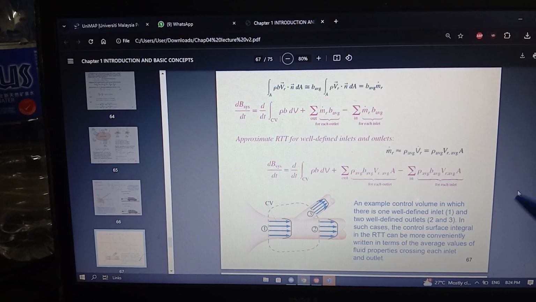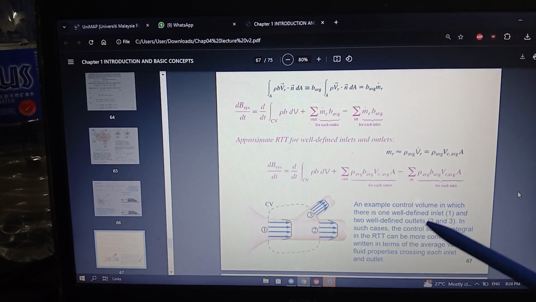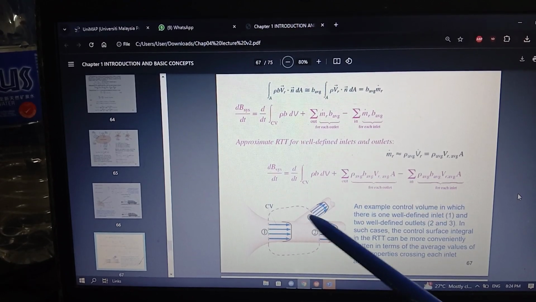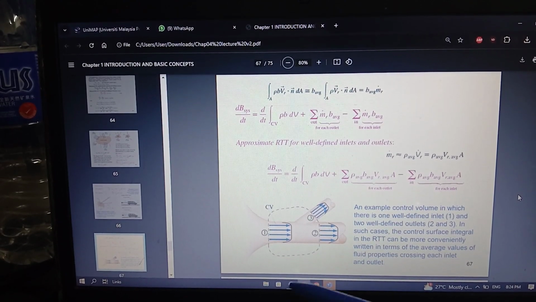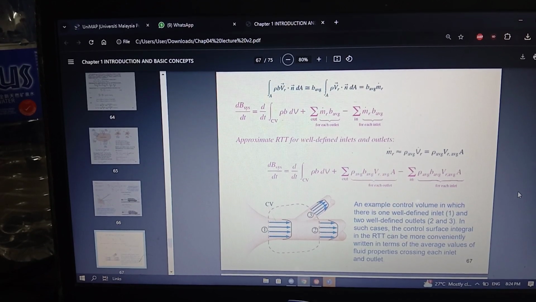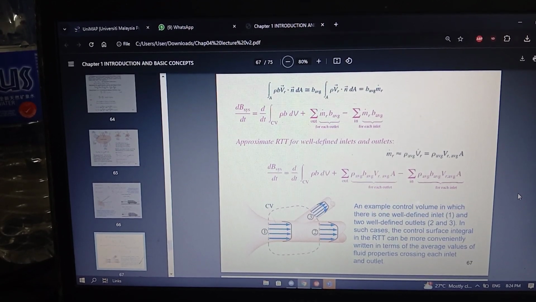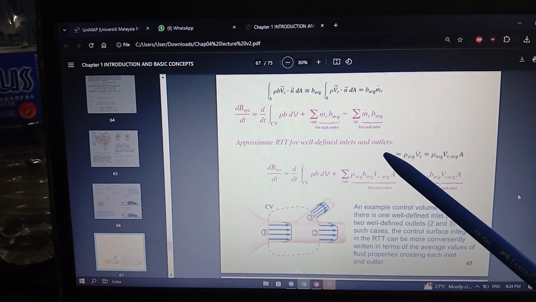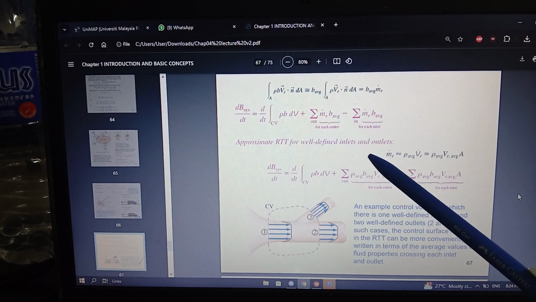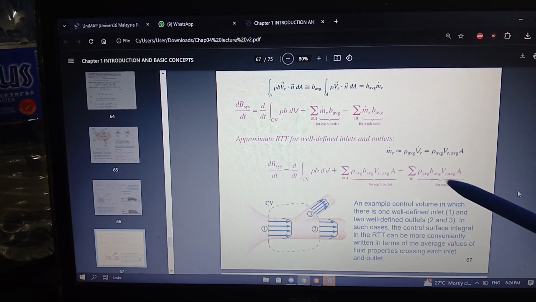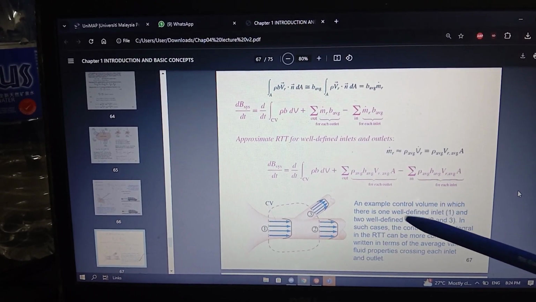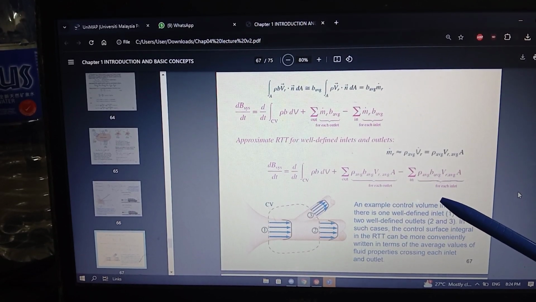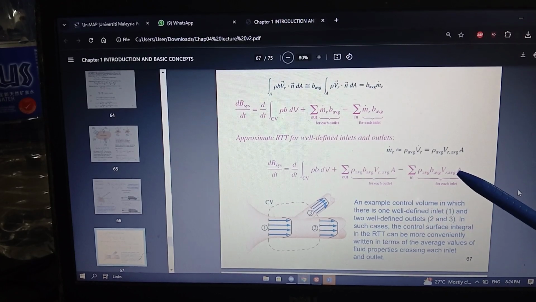An example control volume in which there is one well-defined inlet, inlet 1, and two well-defined outlets, outlet 2 and 3. In such cases, the control surface integral in RTT can be more conveniently written in terms of the average values of fluid properties crossing each inlet and outlet. So we have the approximate RTT for well-defined inlet and outlets. The equations are here, and we can use these equations to find more solutions for Reynolds transport theorem.